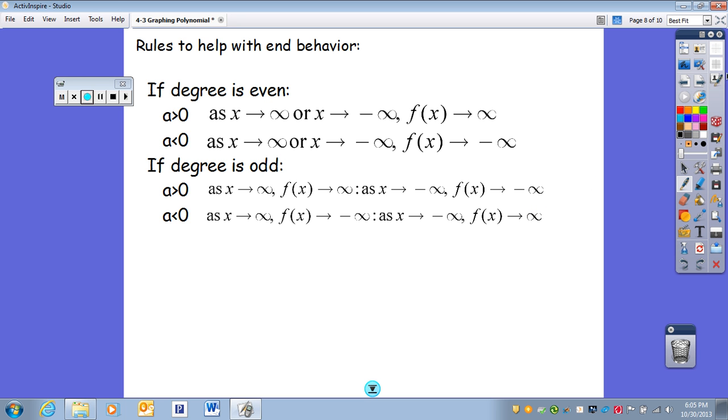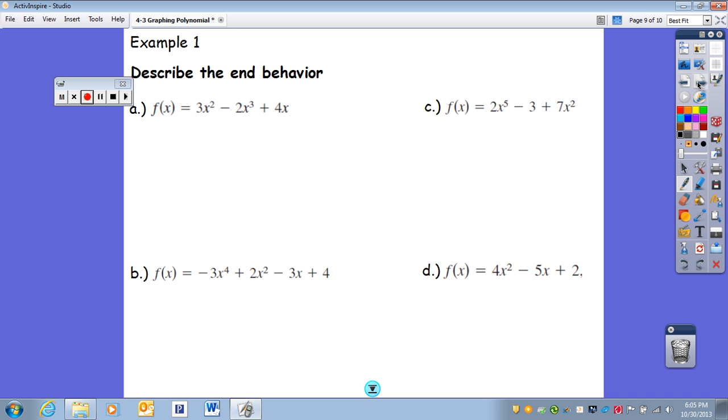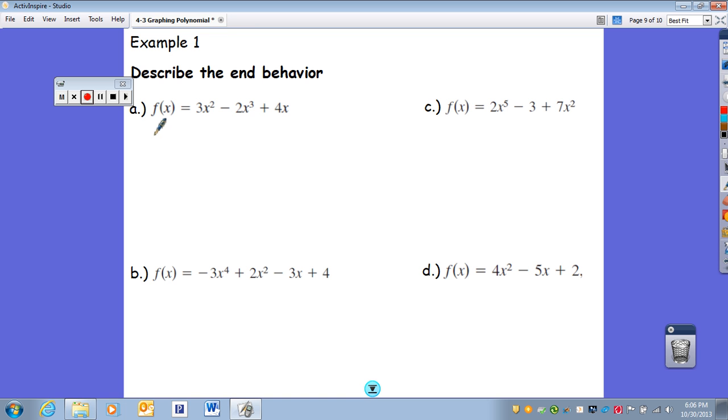So let's take a look at some examples of functions, and we want to be able to look at what the degree of that function is and then be able to tell what the end behavior is doing. In our first example, you'll notice that our function is not in standard form, so we need to write that in standard form, negative 2x cubed plus 3x squared plus 4x. So we take a look at the degree of our polynomial and its leading coefficient. It is to the third degree, so that one is going to be an odd degree, and the leading coefficient is negative.